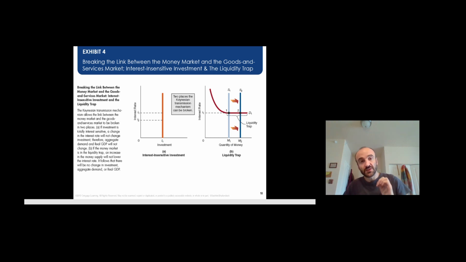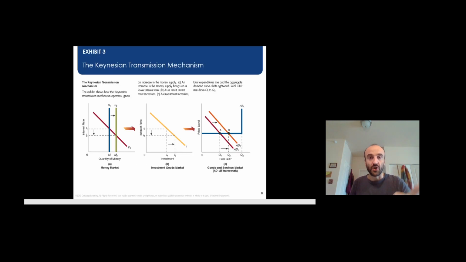So actually, this is known in the theory as interest insensitive investment, which means that contrary to what you would have expected in a normal market, this curve in the middle here, that as the interest rate goes down, people want to invest more.